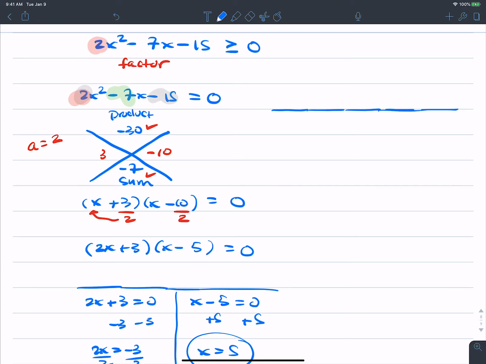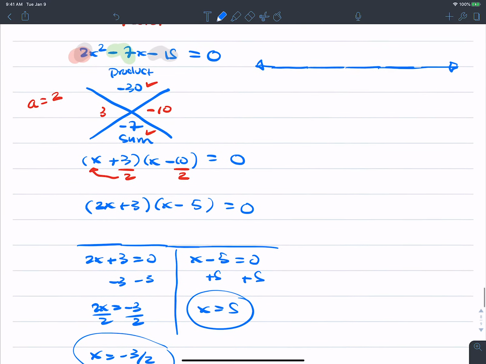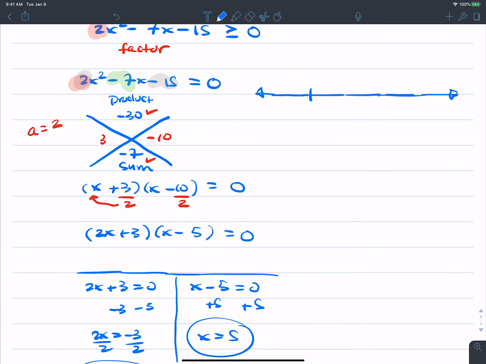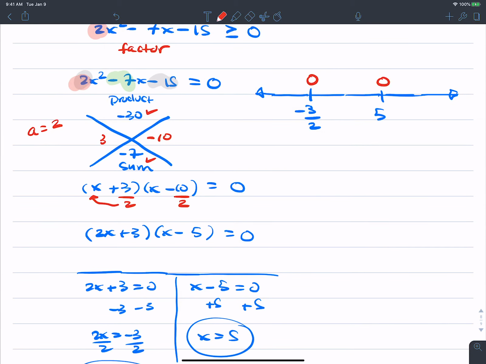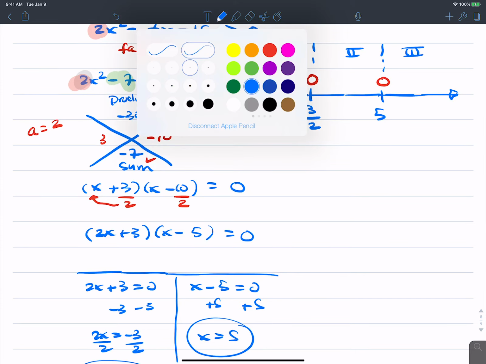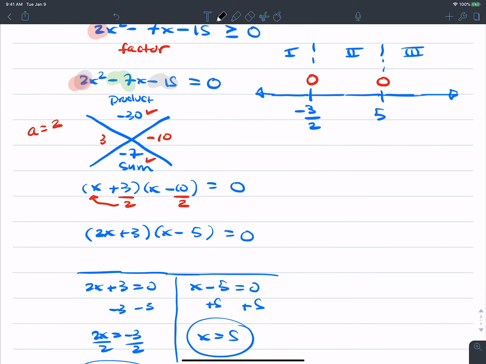Draw this real number line again. So we now get -3/2 and +5 here. This is where your quadratic equals 0. So we label this region 1, region 2, region 3. So we need test points in each region.